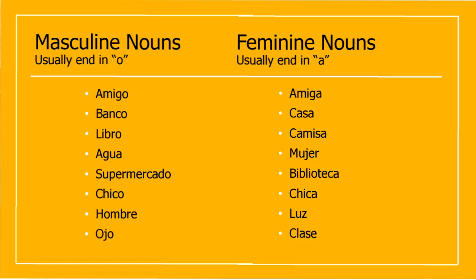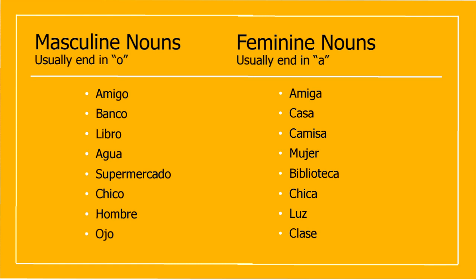Here's some examples of masculine and feminine nouns in Spanish. So on the left, we have amigo, banco, libro, agua, supermercado, chico, hombre, and ojo. And you'll notice that most masculine nouns end in an O, but there are always going to be exceptions, like agua, for example, which does not end in an O.